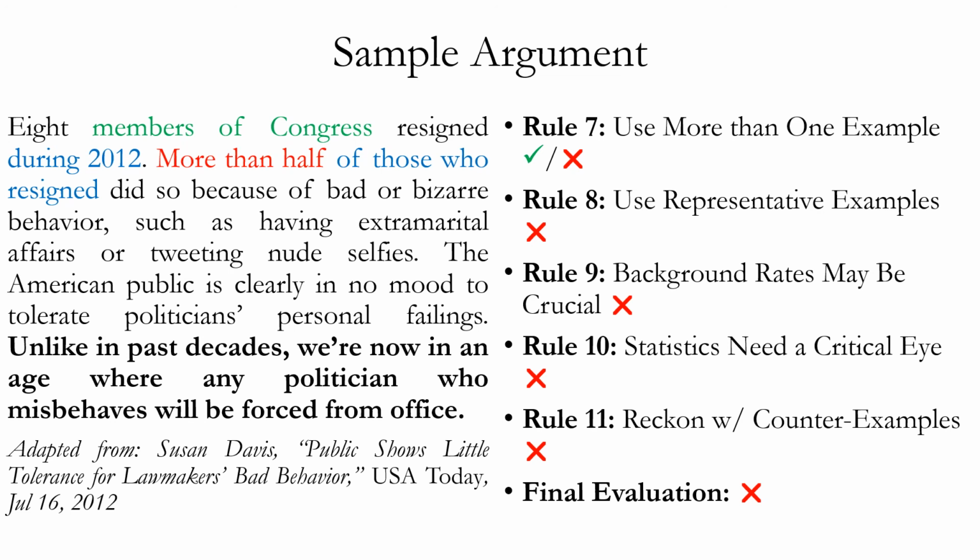So, for example, look at this argument. The generalization is a comparison between "we're now in an age" and the past decades. Suppose this argument did a great job of following all the rules, except it provided no information about past decades. So it would only fail on Rule 9, background rates may be crucial. The fact that there's no basis for comparison would be enough to sink the argument, be enough to undermine it. You could think of arguments as like living organisms. They're complex systems that need multiple parts functioning correctly in order for them to do well. So sometimes all it takes is one mark against an argument to ruin the whole thing if it is a serious enough problem.